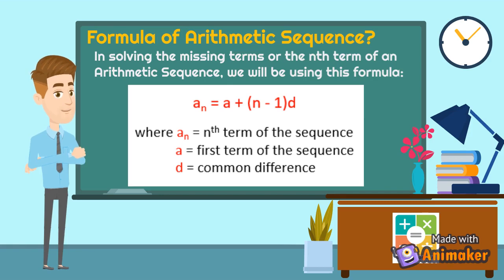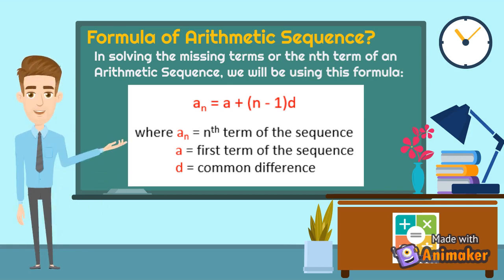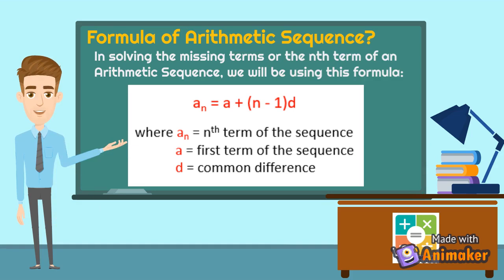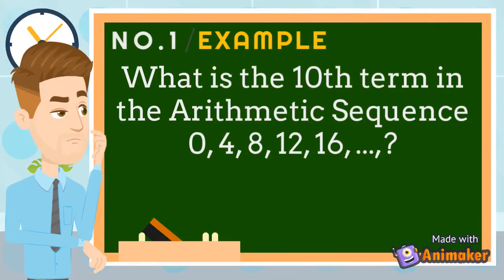I hope we are all clear with the definition and formula of the arithmetic sequence. This time, for us to better understand this concept, let's consider the following examples. Example number 1, what is the 10th term of the arithmetic sequence? 0, 4, 8, 12, 16, and so on.